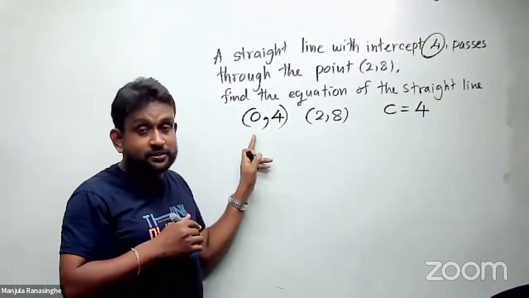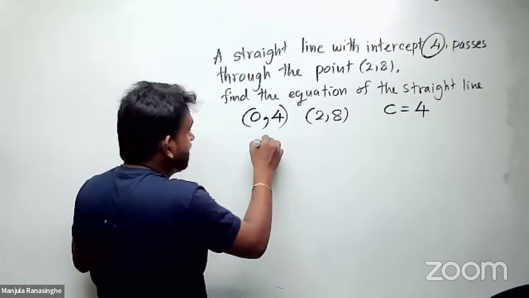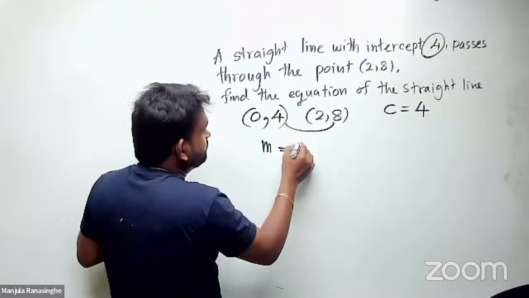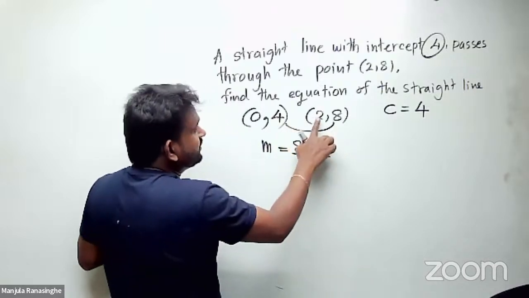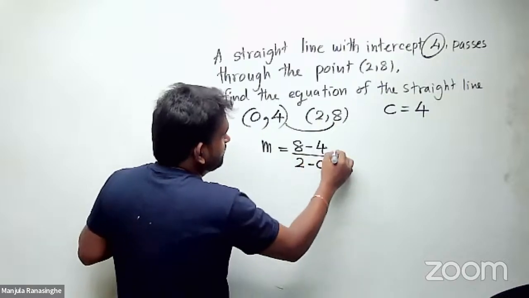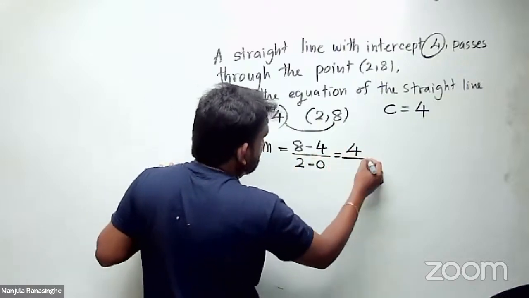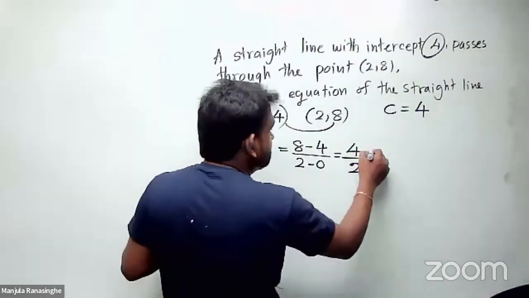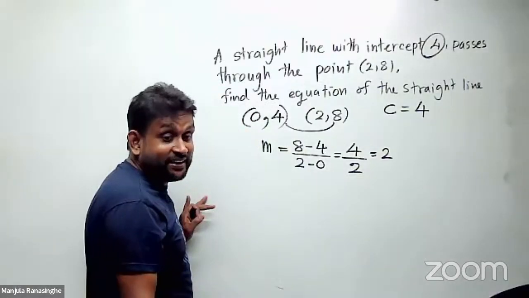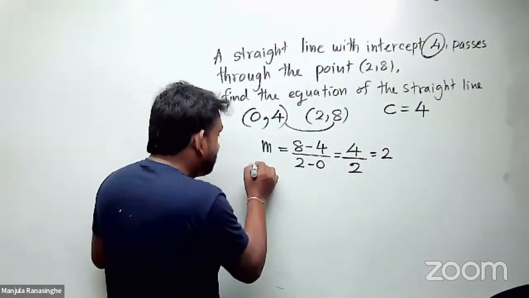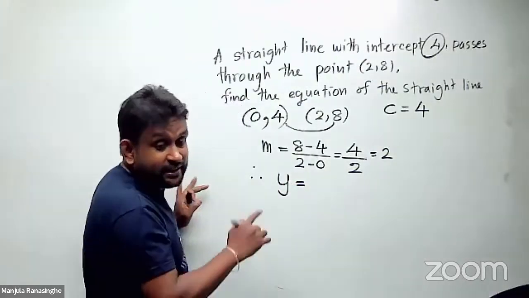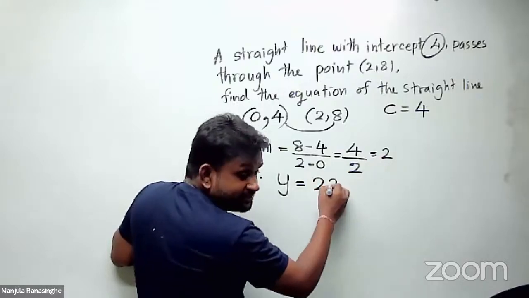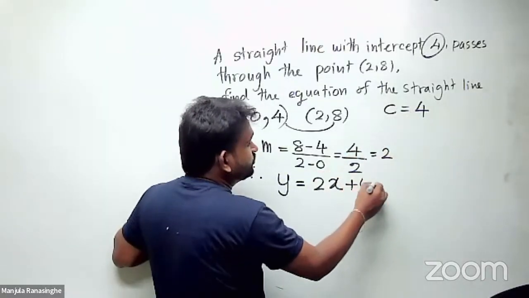Now we convert that into a coordinate, so now you can find m. How to find m? Y difference over x difference. So 8 subtract 4, divided by the x difference, 2 subtract 0. 8 subtract 4 is 4, divided by 2 subtract 0, which is 2. So m equals 2. Now the equation is y equals mx plus c. For m substitute 2: 2x plus c, which is plus 4.